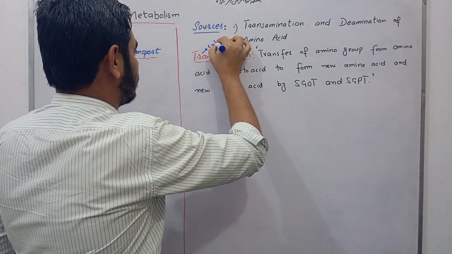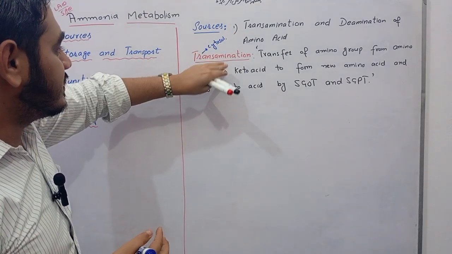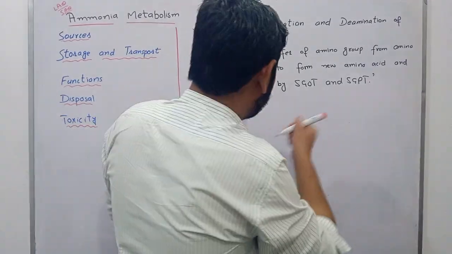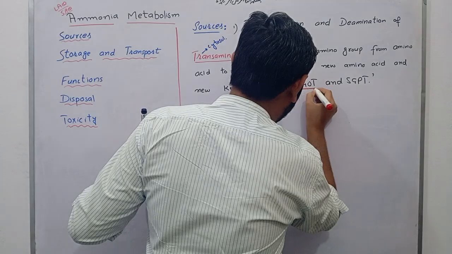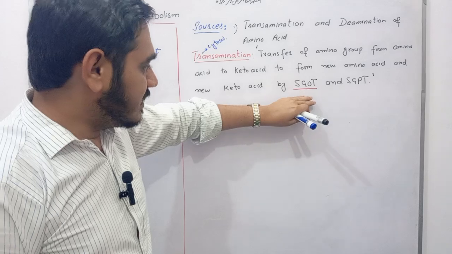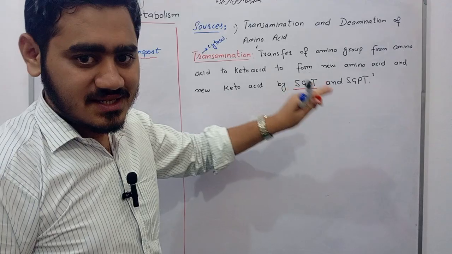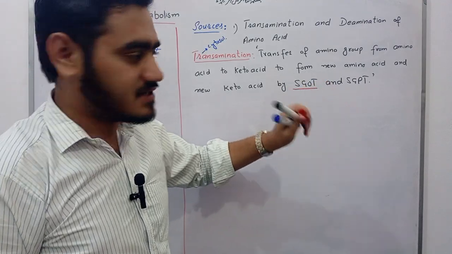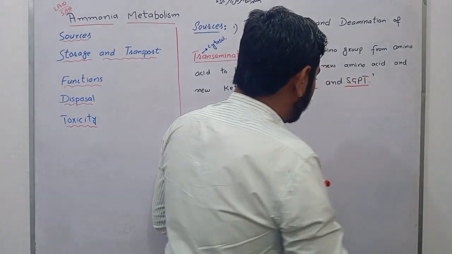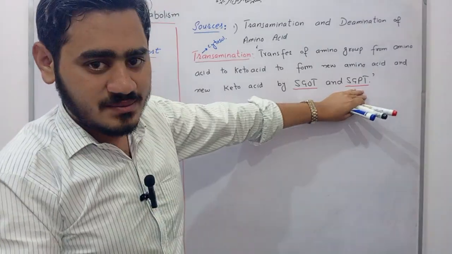in cytosol. Must remember, this transamination process takes place in cytosol. And friends, this SGOT, that is serum glutamate oxaloacetate transaminase enzyme, and another name of this serum glutamate oxaloacetate transaminase is aspartate transaminase. While this SGPT, serum glutamate pyruvate transaminase, the another name is alanine transaminase.